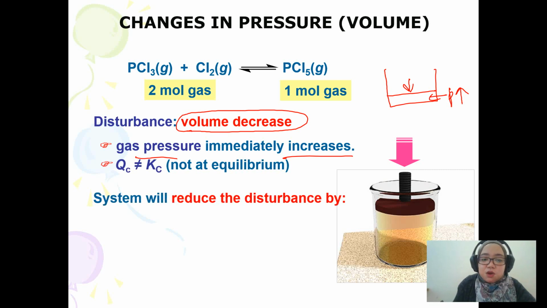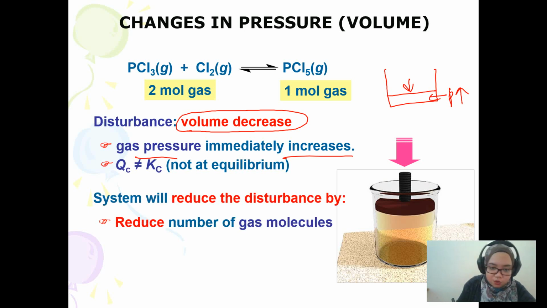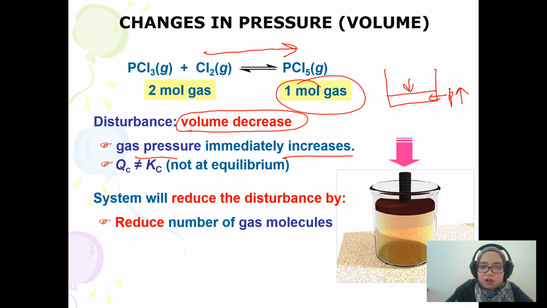So, the system will reduce the effect of the disturbance by reducing the number of gas molecules. So, maksudnya, dia akan shift to the side with fewer moles of gas, because fewer moles of gas will exert lower pressure. Okay, dia akan proceed to the right.